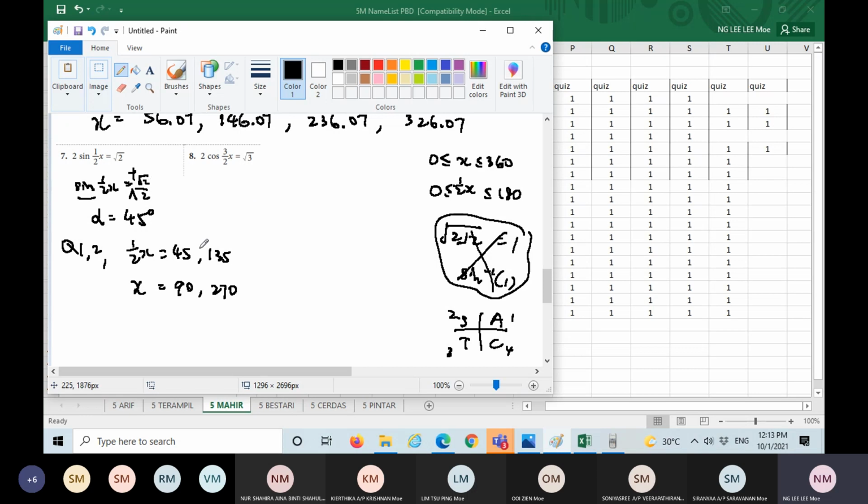Okay, so quite simple. Check and see the x, 90 to 170. Is it in this range? Yes, correct. Okay, now we go to number 8. Number 8, cos 3 over 2x. The 2 move this side, become divide. Square root 3 over 2. Okay, so what is the alpha?